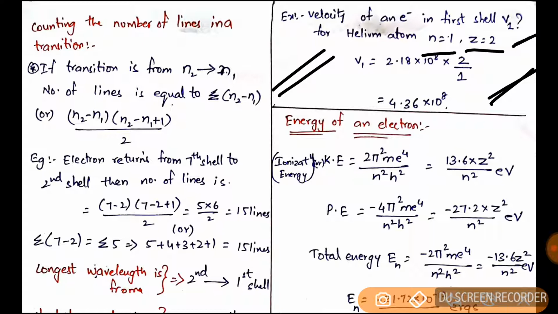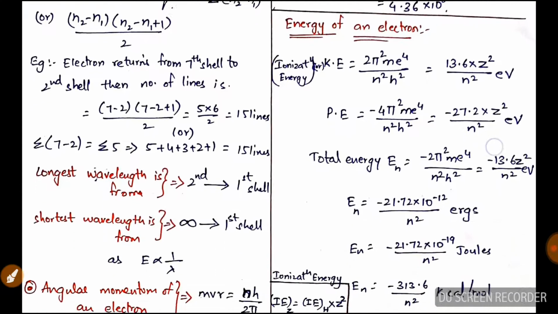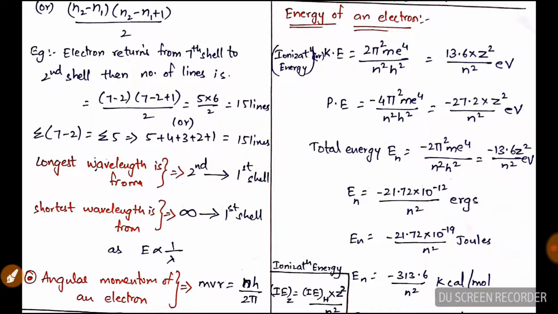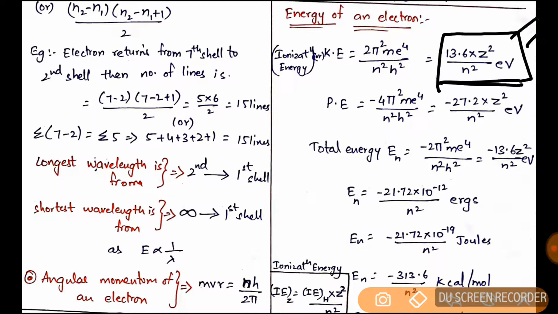So that's it. And coming to the energy of an electron, it is very important. Energy of an electron, that is kinetic energy. For kinetic energy or ionization energy, this is the formula, guys. And for potential energy, this is the formula. So it is important to note this potential energy also. And coming to the total energy, it is minus 13.6 z square by n square. So it is minus of the potential energy, and total energy has a minus, but ionization energy or kinetic energy will not have this minus symbol.